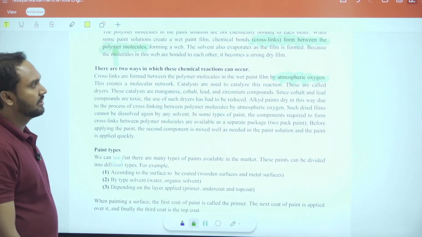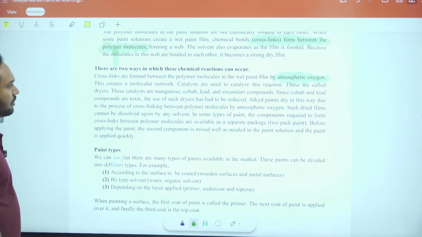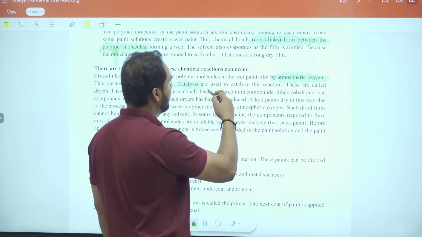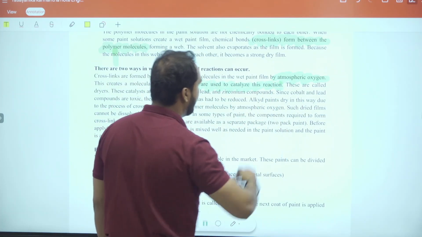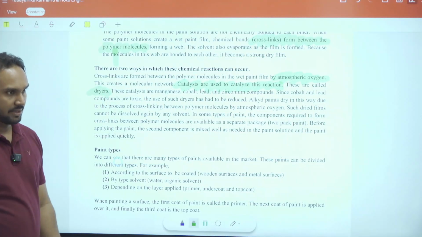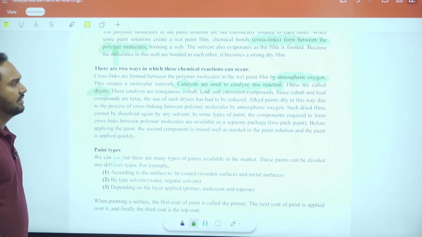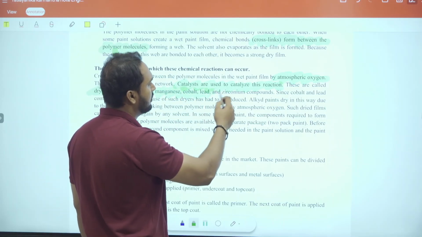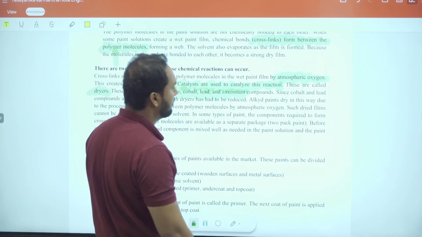Catalysts are used to catalyze this reaction. These are called dryers, right? Catalysts are used to catalyze this reaction and they are called dryers. These catalysts are manganese, cobalt, lead and zirconium compounds.